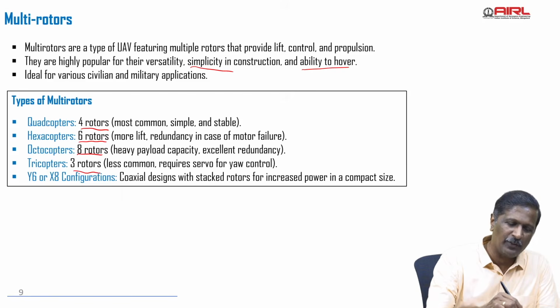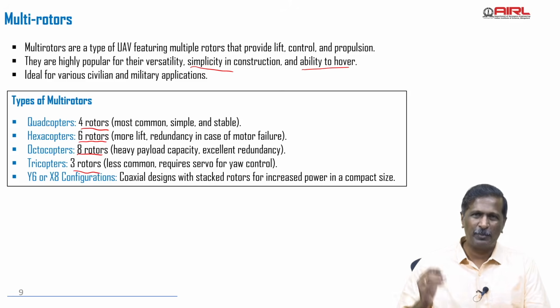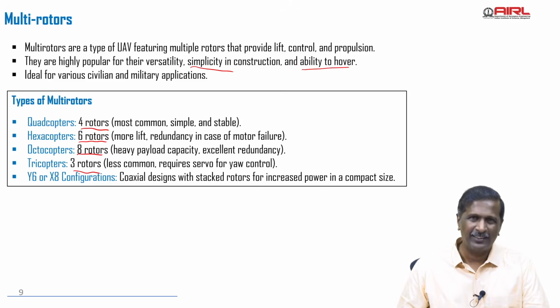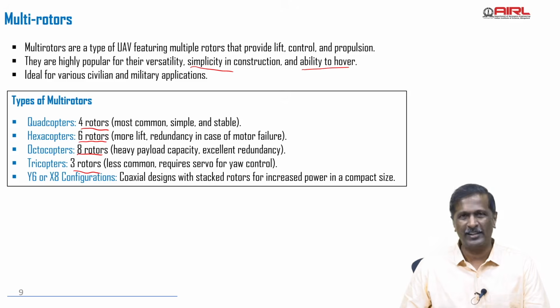Tricopters, on the other hand, have 3 rotors. The moment you bring a lesser number of rotors, maneuverability comes into the picture, but it also comes with a compromise on the stability aspect, right? How you achieve control in getting a certain orientation is going to be really challenging, okay?